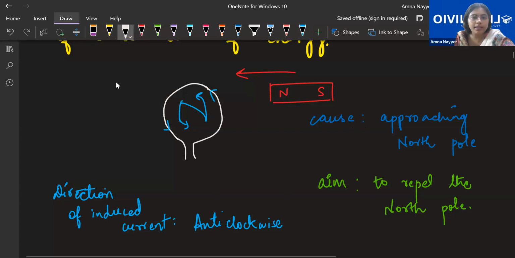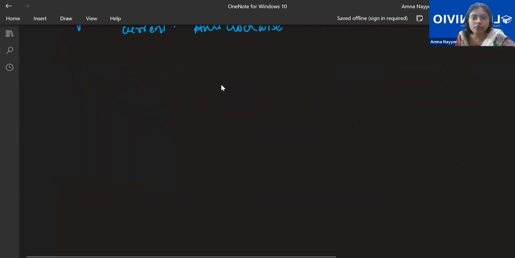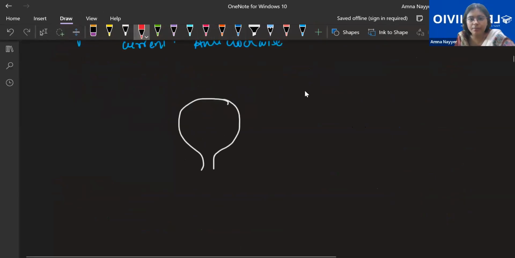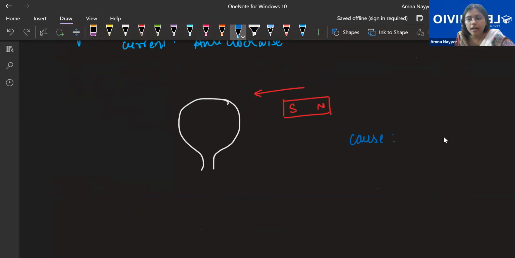Let me give you one more example. Let's say this is a coil. When I draw this part, I hope you get that the galvanometer and all are connected. Let's say this is South Pole, North Pole. South Pole is coming. So see, what is the cause of the current, the approaching South Pole?